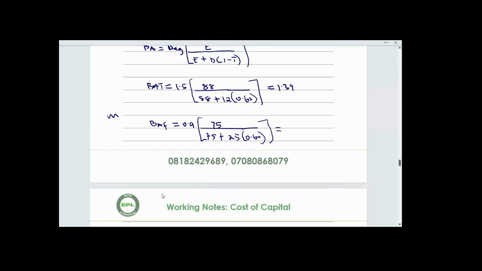Again, we get our final answer. Start from the denominator: 0.6 multiplied by 25 plus 75 is 90. So 75 divided by 90, multiplied by 0.9, equals 0.75. So the beta asset of financial service is 0.75.